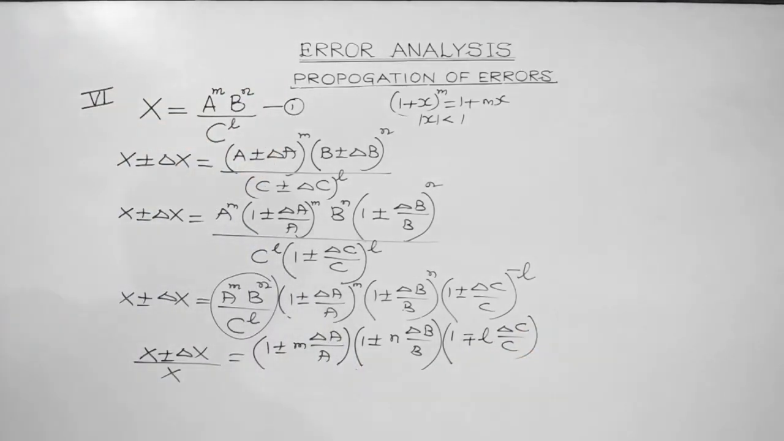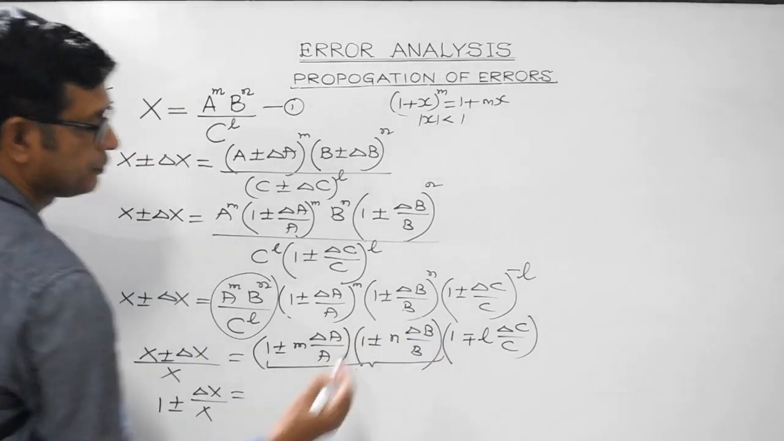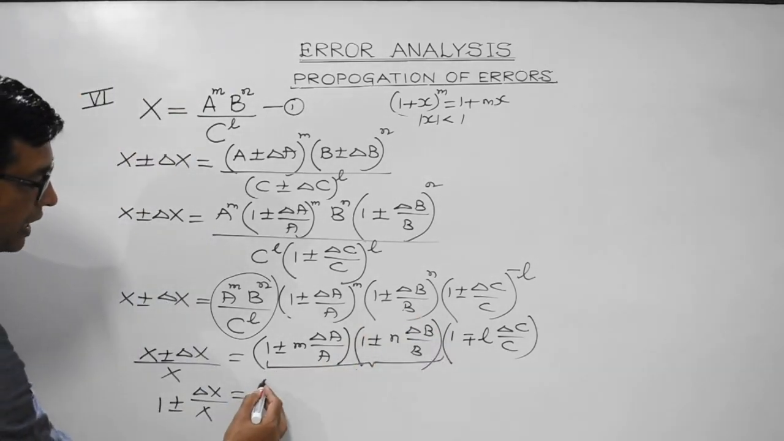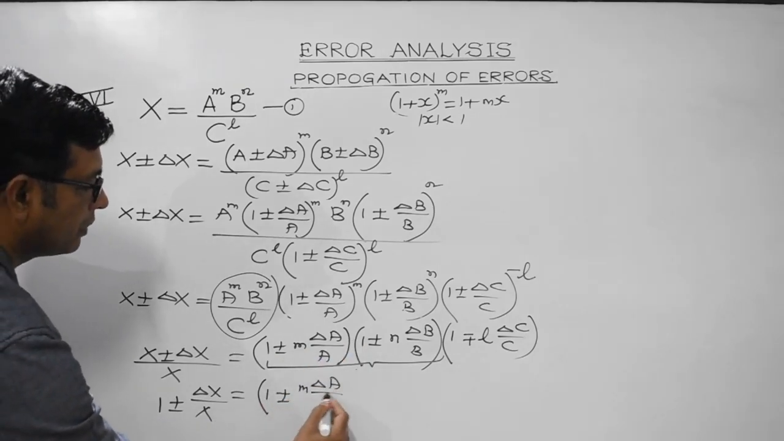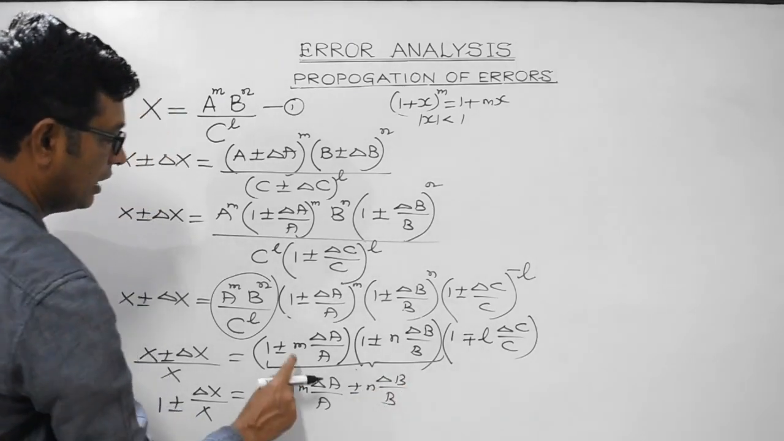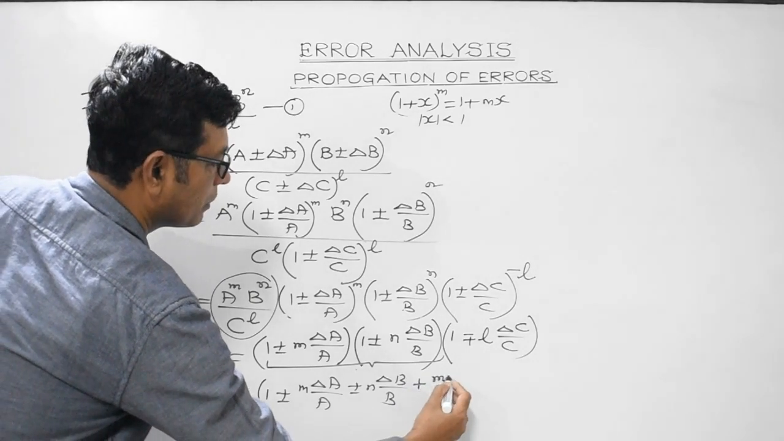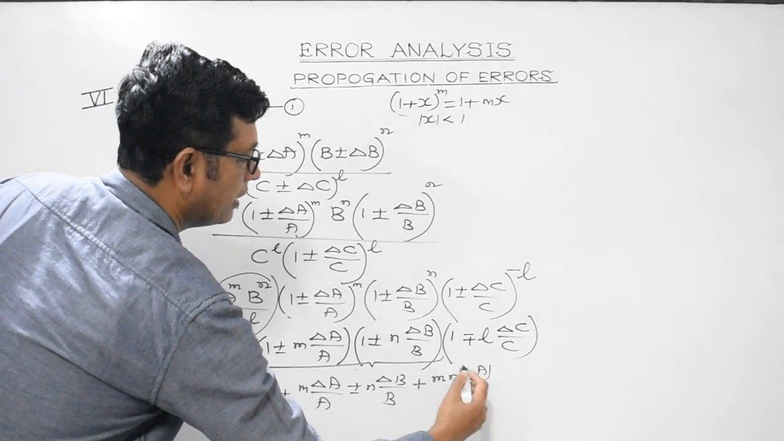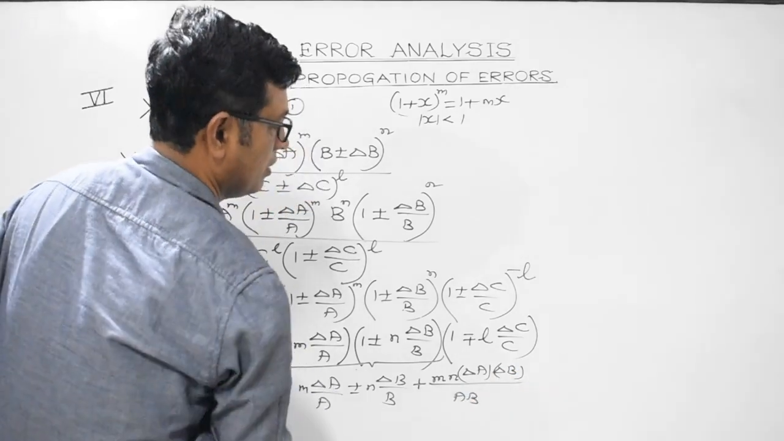Clear? So it will be 1 plus minus del x by x is equal to, let's first solve these 2 terms. Opening the bracket, what do you get? 1 plus minus m del a by a plus minus n del b by b, and then plus, plus, plus, minus plus, plus. So what do you get? Plus m multiplied by n del a del b divided by ab.